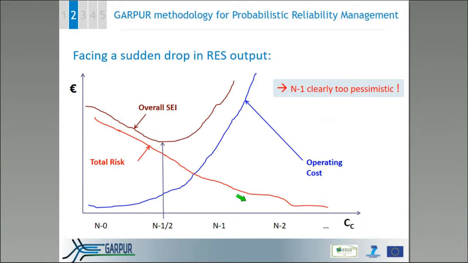If we are in another situation, for instance, in a situation where there is a lot of available wind power and maybe suddenly there is a drop, then maintaining the N-1 criterion may lead to a very strong increase in operating costs. And so the optimum would then shift to the left of the curve here, meaning that in such a situation it would be more wise to not cover all the N-1 contingencies.